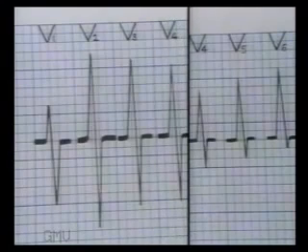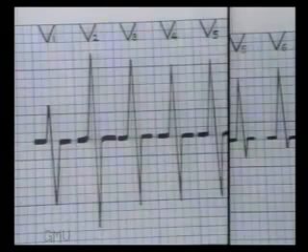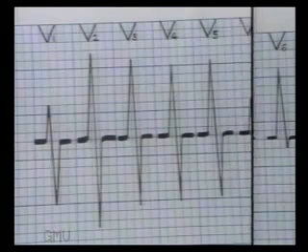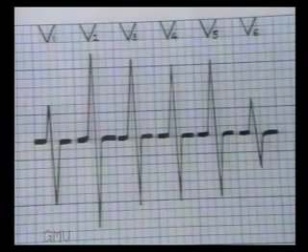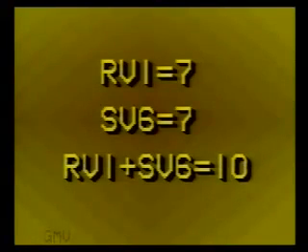Leads V3 and V4 are similar with equal R and S. Lead V5 shows a deep S wave and lead V6 again shows a prominent S wave. So whenever there is a prominent R wave in lead V1 or deep S wave in V6, right ventricular hypertrophy must be suspected. The criteria for diagnosis of right ventricular hypertrophy are R wave in V1 more than 7 millimeters, or S wave in V5 or V6 more than 7 millimeters, or addition of both more than 10 millimeters.